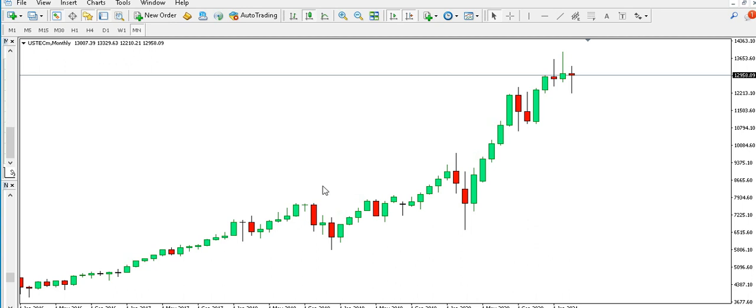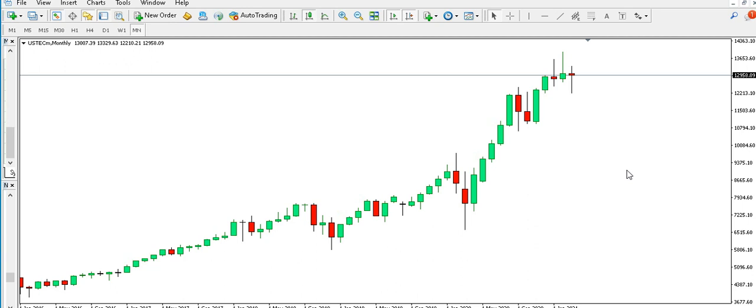Now on the screen I have Nasdaq 100 on the monthly time frame. With my broker, Nasdaq 100 is known as US Tech. Now Nasdaq on Friday closed at 12,958.09. But today is 28th of March 2021, so we want to analyze Nasdaq and see the possible direction it will go. We're going to forecast the possible direction for this week.